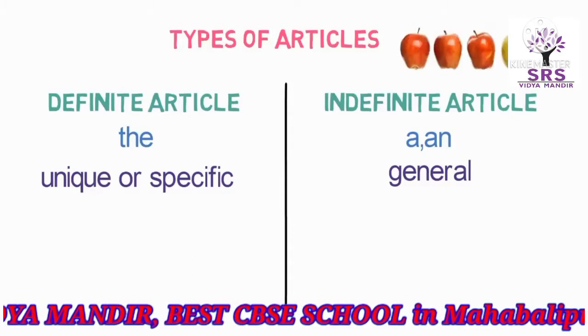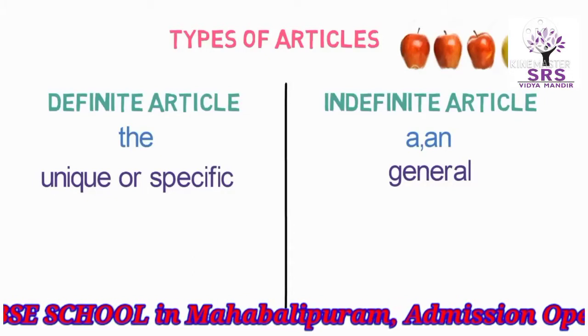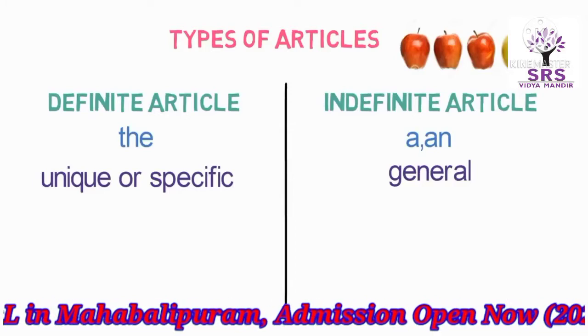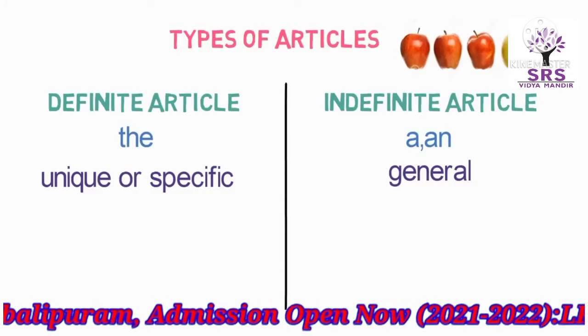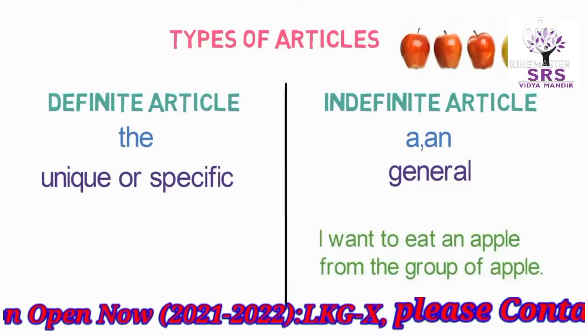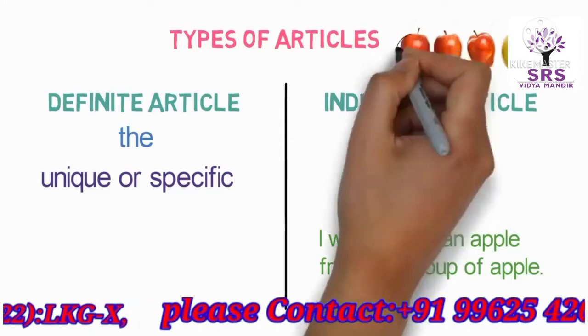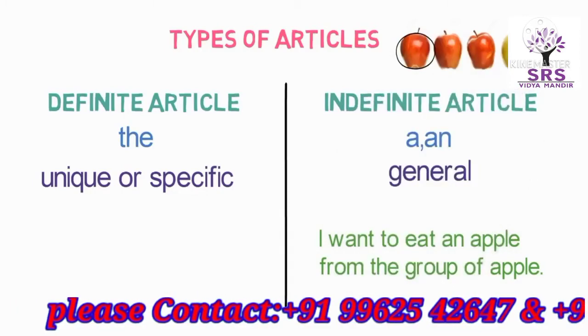Suppose there is a group of apples in front of you and you are given a choice to eat one of them. If you want to eat any one of them, then what will you say? You have to say, I want to eat an apple from the group of apples. Now suppose you want to eat a specific apple from a group, then what will you say? Let's say the first one.